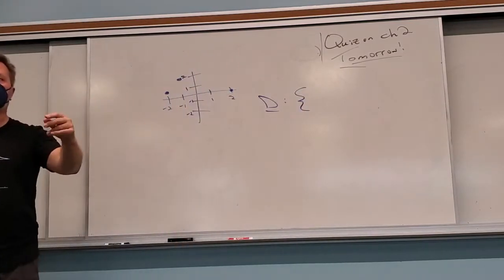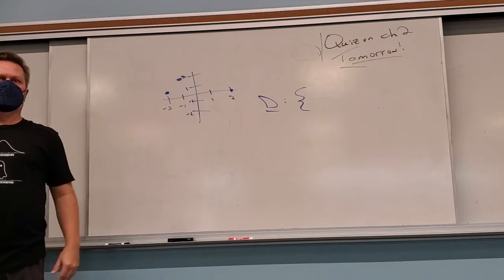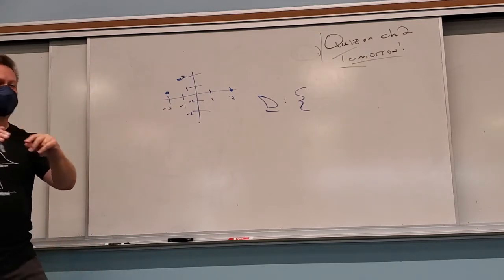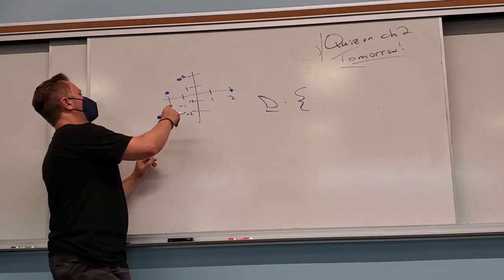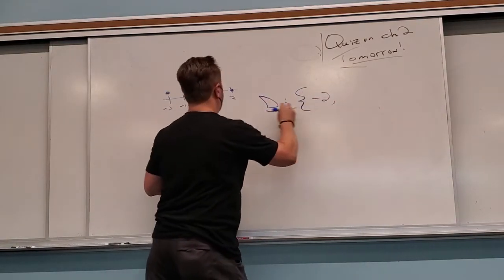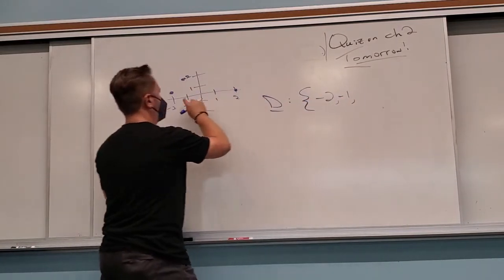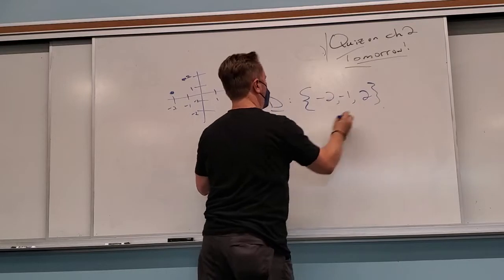Interval notation automatically means include everything between this and this. But here I only want to include what? What x values? Negative 2 goes somewhere. What other x value goes somewhere? Negative 1 goes somewhere. And 2. What would the range be?